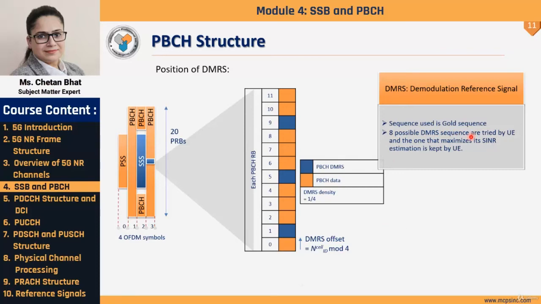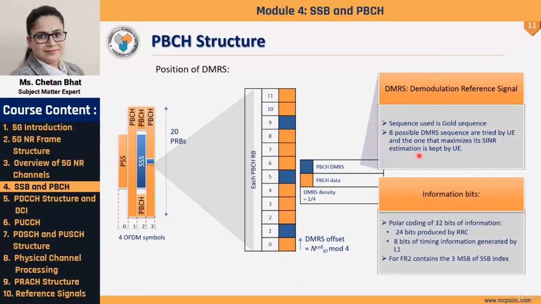Out of these, one particular sequence will have the maximum SINR, and that will be kept by the user equipment. So 8 possible DMRS sequences are tried by the UE, and the one that maximizes the SINR estimation is kept by the user equipment.